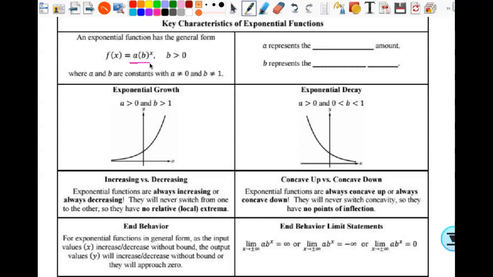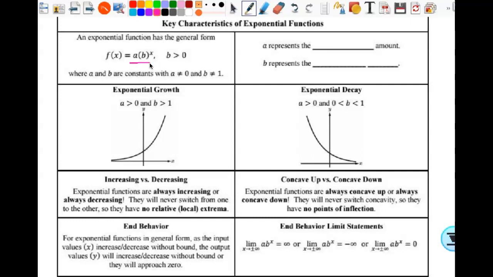Where b is greater than 0. So b is not going to ever be negative, and we're going to talk about a being positive as well. Basically, a can't be 0. If a is negative, that means there's a reflection of the general form. And b cannot be 1, because if b is 1, then it doesn't matter what the exponent is, nothing's changing, right? And if a is 0, then the whole thing's 0, it's not exponential, okay?